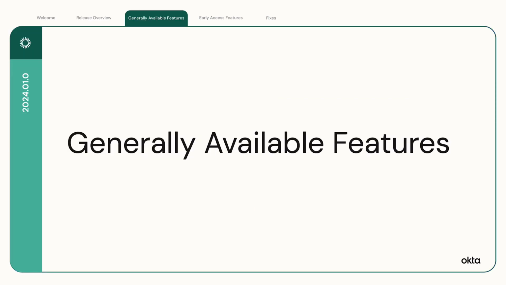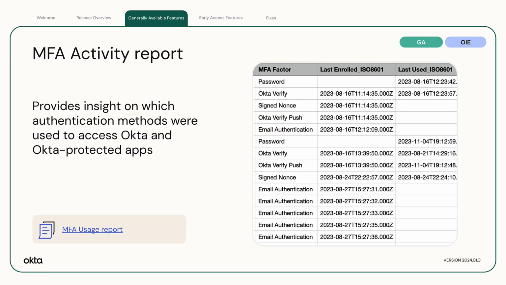Generally available features. MFA Activity Report. The new MFA Activity Report provides insight into the MFA trends in your org. It helps you understand which authentication methods were used to access Okta and Okta-protected apps. The report also provides information about the characteristics of authenticators, helping you measure how phishing-resistant your org is.